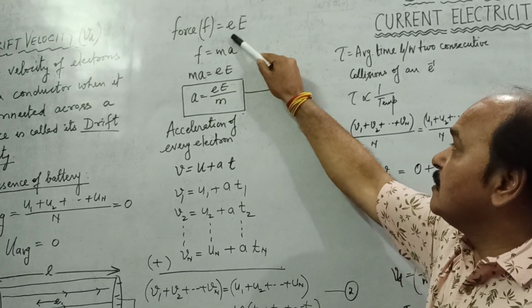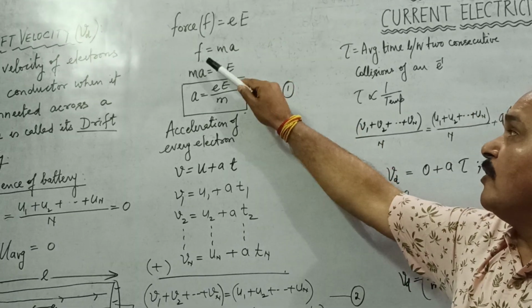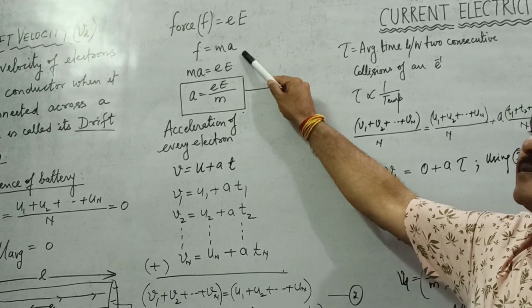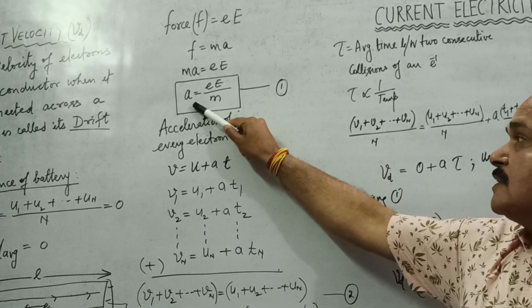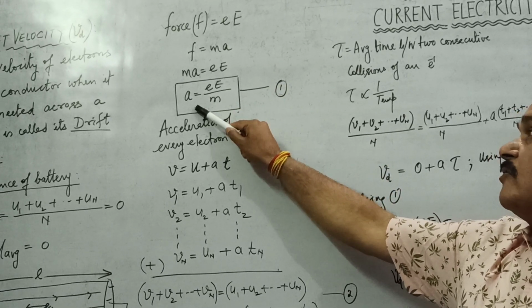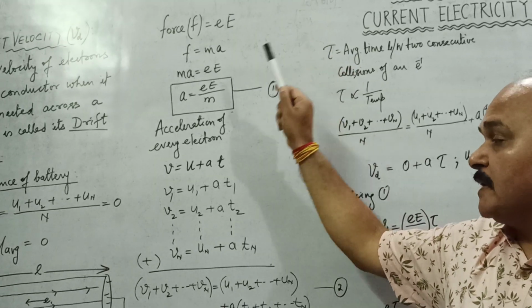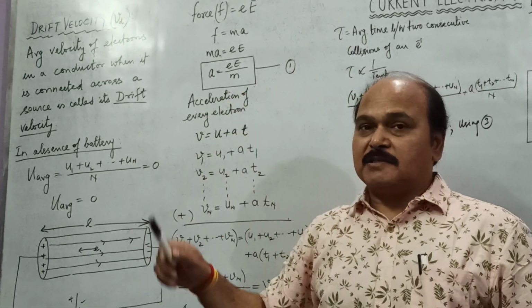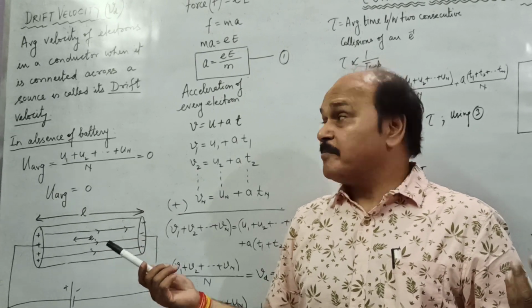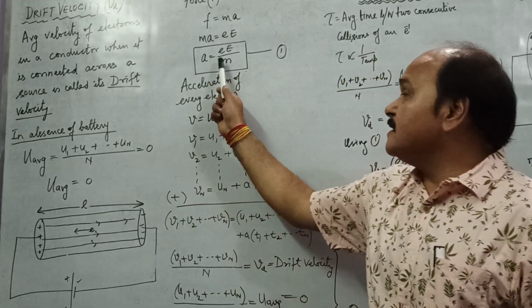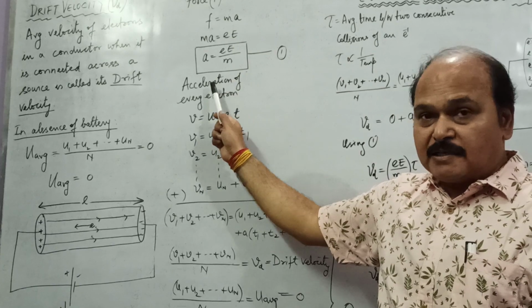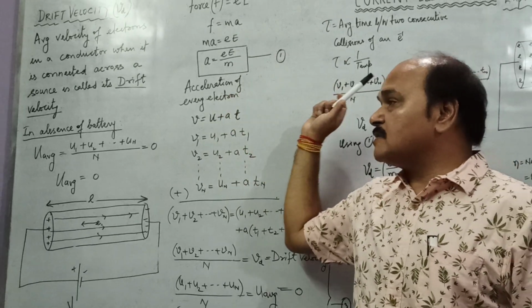Well, the force acting on every electron is going to be what? The charge of the electron times the electric field, eE, and we all know that F is equal to ma. Therefore, the acceleration of every charged particle, every electron, is what? eE by m. So in the absence of a battery, what about this acceleration? Zero. But once the battery is connected, each and every electron is accelerated with this acceleration towards the positive plate.